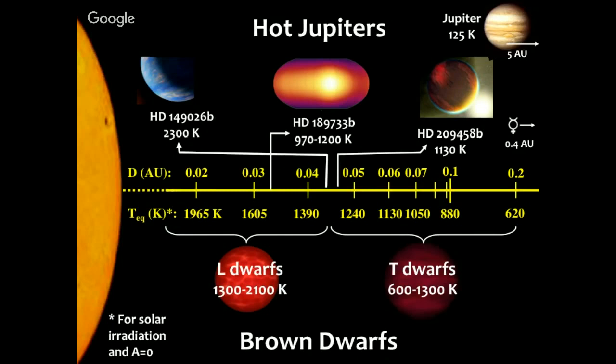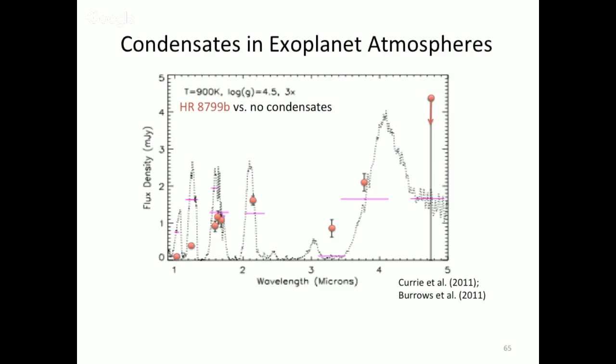Of course, they don't reside at the same distance from each other because some of them are around hotter stars and some around cooler stars. But you can see we have examples of both the sort of L dwarf type and the T dwarf type. This is a little bit old, so we're missing some of the more recent discoveries. But we have planets that really have the same temperatures as these brown dwarfs, and so we can ask whether they have similar kind of condensation properties.